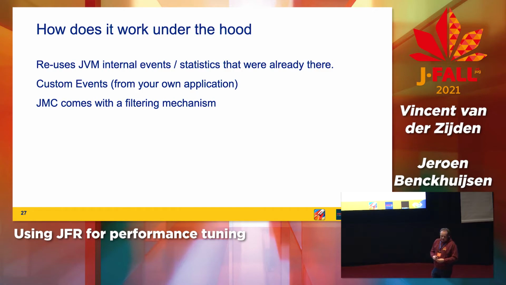And one of the things that Vincent already mentioned are the custom events. These are a really powerful mechanism. I think time-wise it's probably going to be a challenge to dive fully into that, but it really allows you to do your own custom events to make sure that you're able to correlate on specific application behavior happening in your application. I think that Vincent can probably explain that way better. But one of the nice things about JMC is that JMC comes with a filtering mechanism.